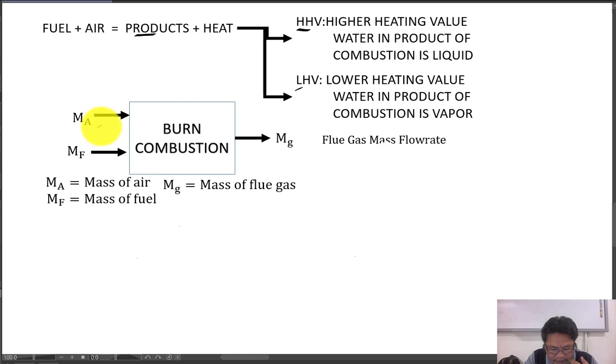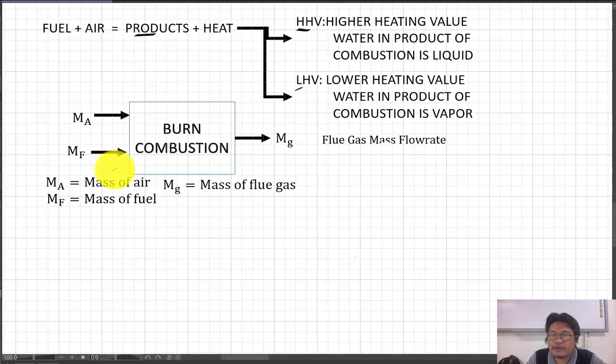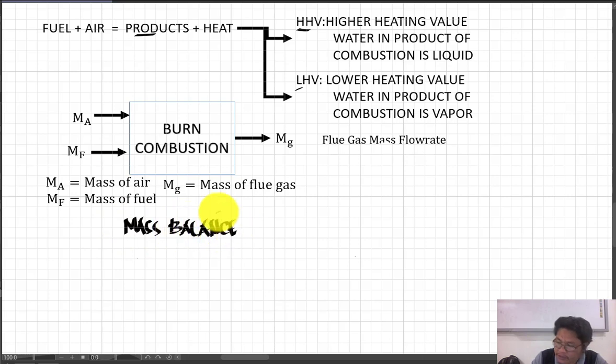Now we're going to supply the mass of air, then the mass of fuel, then finally mg, which is the mass of the flue gas. Now, for our mass balance, if you're remembering from thermodynamics, thermo 1, you have your mass balance, no? Our mass balance here will be ano yung pumapasok, then ano rin yung lumalabas. So we have your mass in, and mass in will be equal to the mass out.